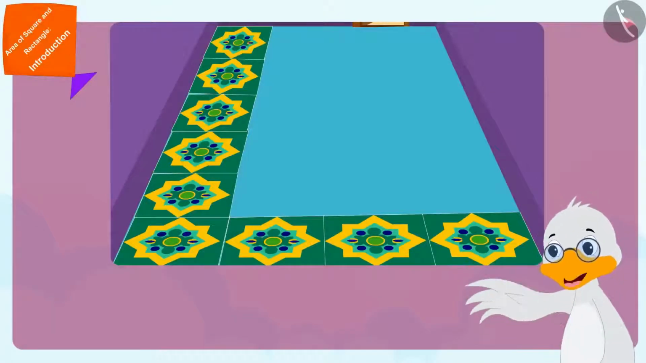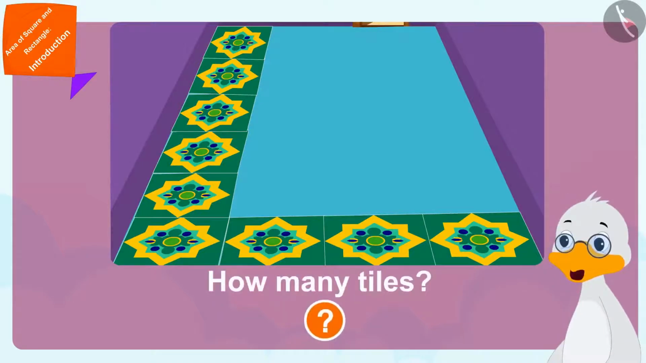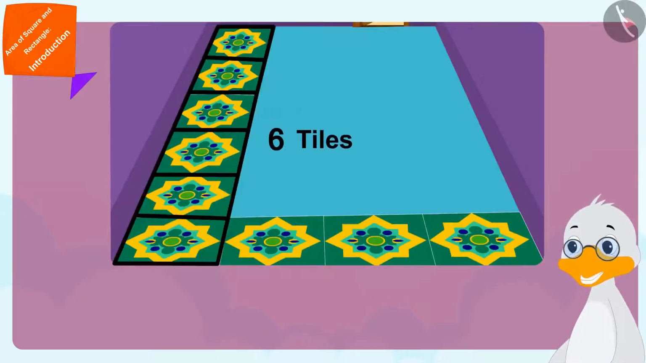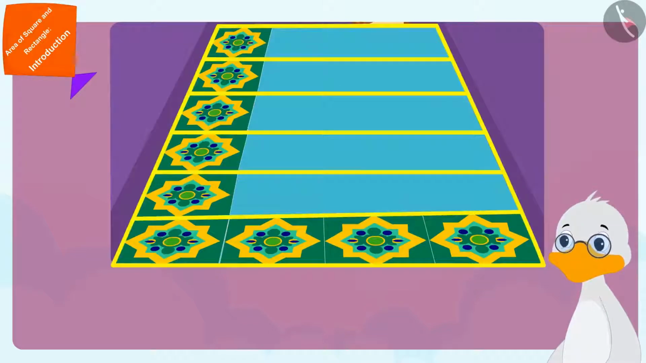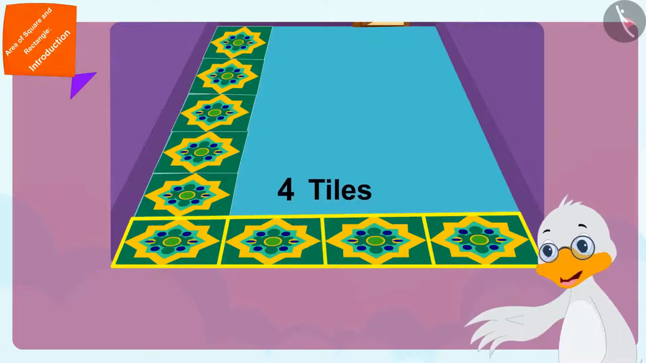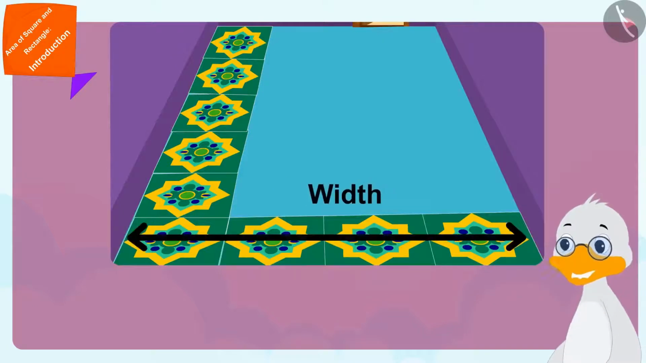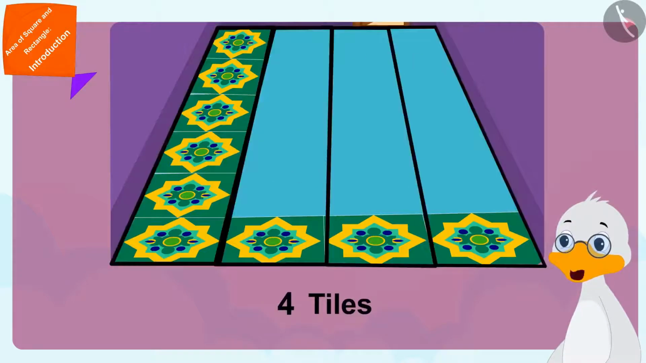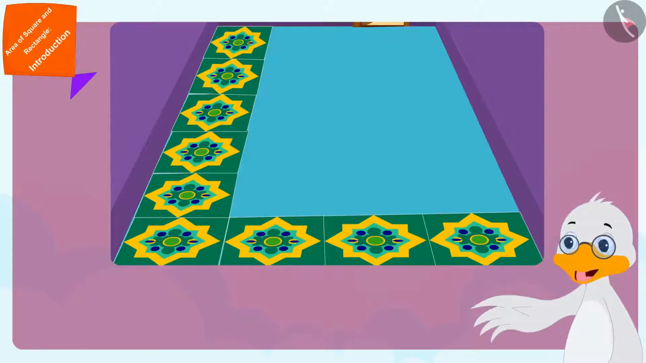But how do I find out how many tiles it will take to completely cover my floor? I have 6 square-shaped tiles in the length of my floor. That means 6 such horizontal rows will be made. And there are 4 square-shaped tiles in the width of the floor. That means there will be 4 tiles in each horizontal row. Now, it's become very easy.